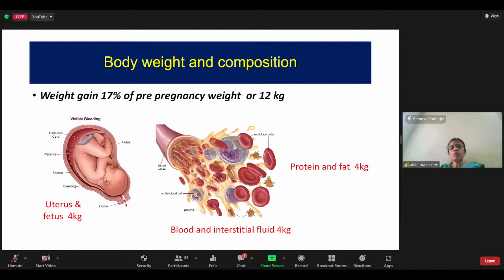So anybody who is a little bit on the overweight side is going to be an obese patient, and a patient who is a little bit on the obese side is going to be a super morbidly obese patient. Obesity as such has anesthetic implications, and in addition to this, the physiological changes that occur in the pregnant patient are going to add on to it. This is the split up of the weight gain.